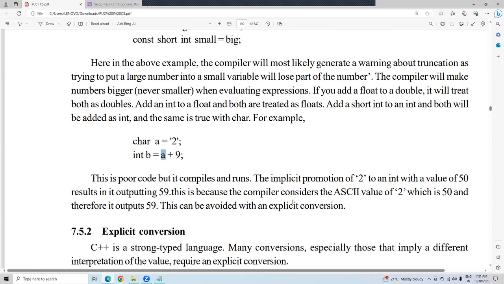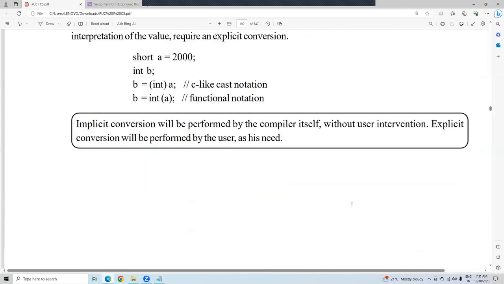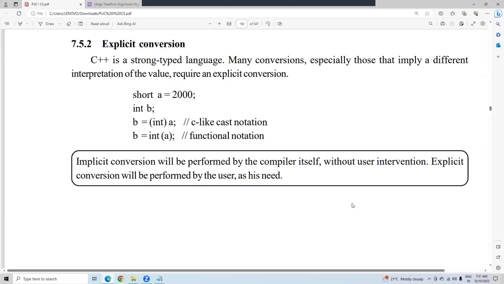This can be avoided with an explicit conversion. Explicit conversion means the conversion is done by the user itself. It is a forcible conversion of a value from one data type to another. The programmer himself will do this. That is explicit conversion. Implicit conversion goes based on the rules of the programming language. Explicit conversion will be as per the requirement of the programmer.